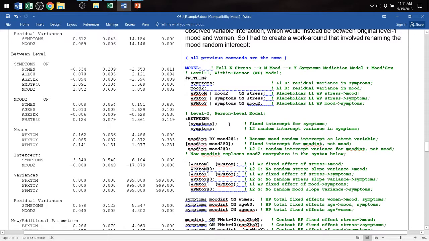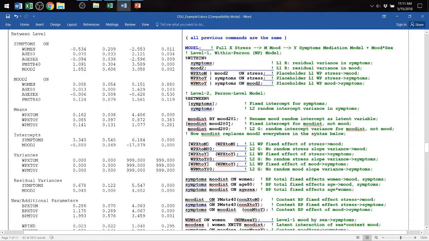So, things that are different. In order to let it create an interaction of between-person mood by gender, I have to functionally rename the random intercept for between-person mood. It's a trick. That happens right here.